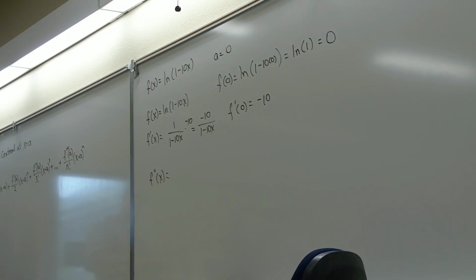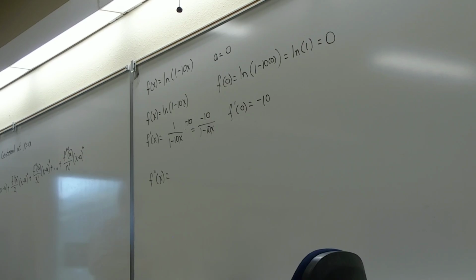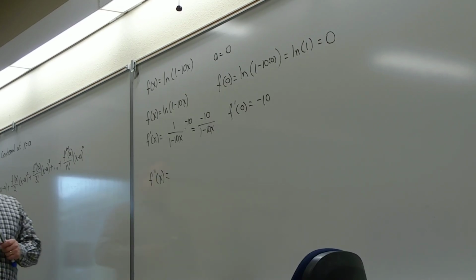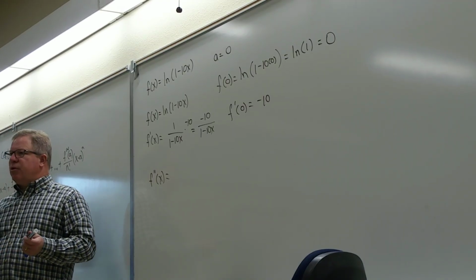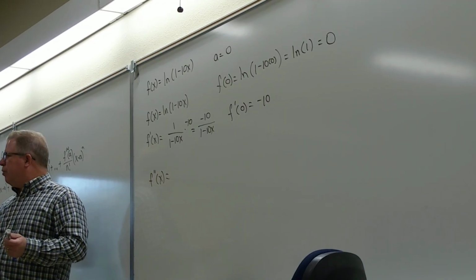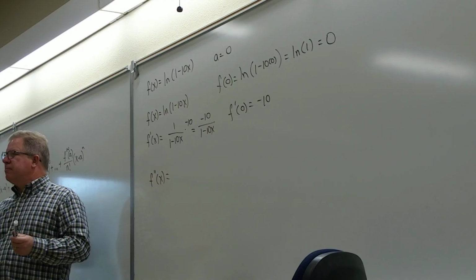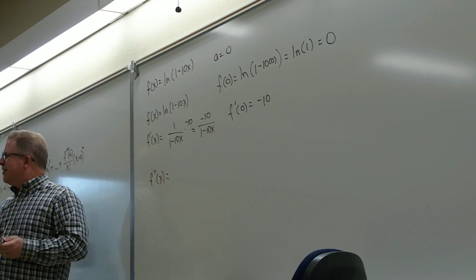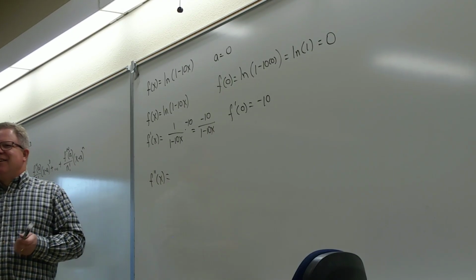So we can either use the quotient rule here, or we can modify it and use the product rule. Which way would you like to go? Quotient, okay. So quotient is, did you guys learn the low d high minus high d low all over the square of what's below? You ever heard it like that?